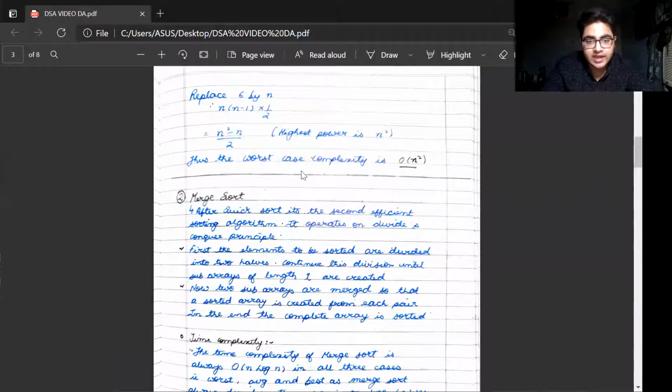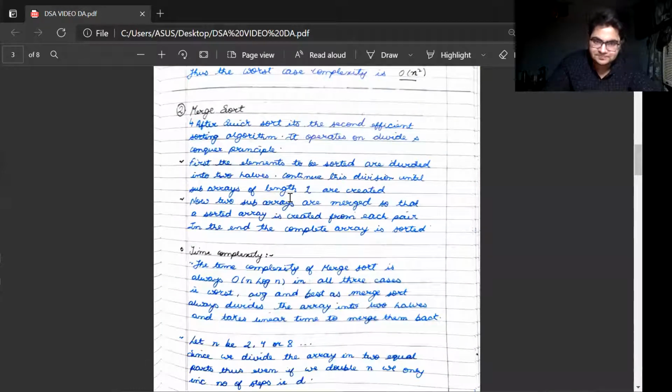Now we move towards the next topic, that is merge sort. Merge sort is the best, or the second most efficient, sorting algorithm after quick sort. It operates on the divide and conquer principle. We'll understand this concept later, but let's see what happens in merge sort.